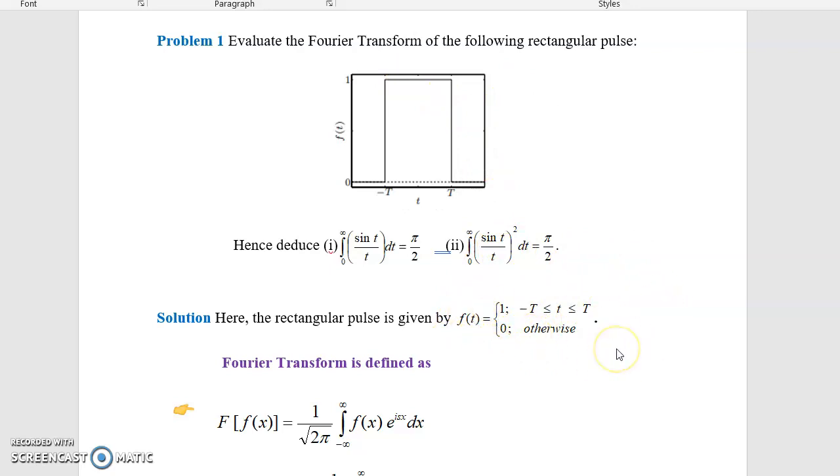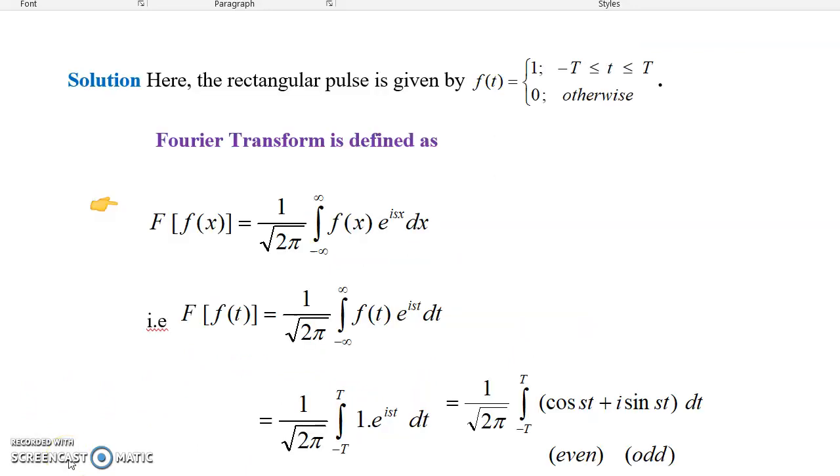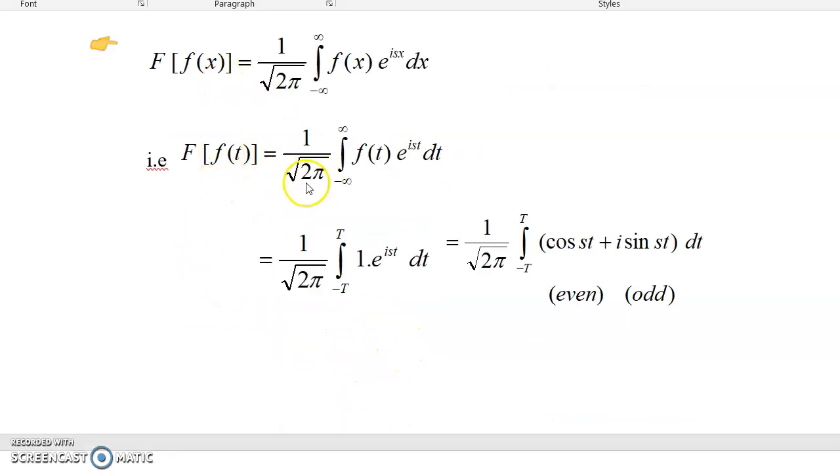For this function, we need to find the Fourier transform first. The Fourier transform definition is given as capital F of s equal to 1 by root 2 pi, integral from minus infinity to infinity of f of x e power isx dx. This is the basic definition of Fourier transform for any given function f of x. Since here the function is represented as a time function t, let us rewrite this formula using the variable t. So instead of x, now let us write using t, just a name change.